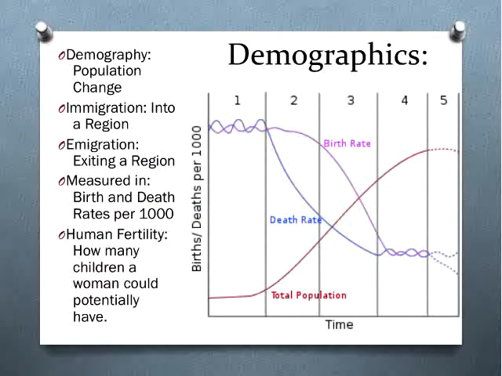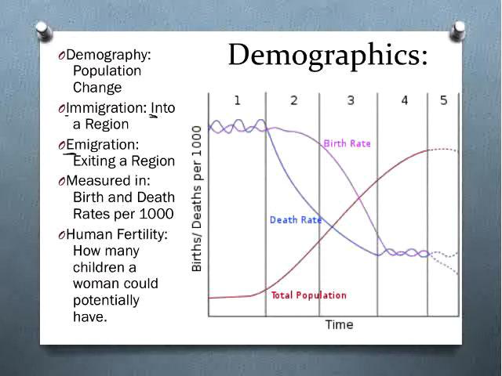Next, we talk a little bit about demographics, which I find very interesting, as I learned about these in Human Geo last year. And demography is just a population change. And there's two types of things that can change population. There's immigration, which is moving into a region. They're both immigration and emigration. But the best way to remember it is the I for immigration and the I into a region. So immigration is moving into a region.